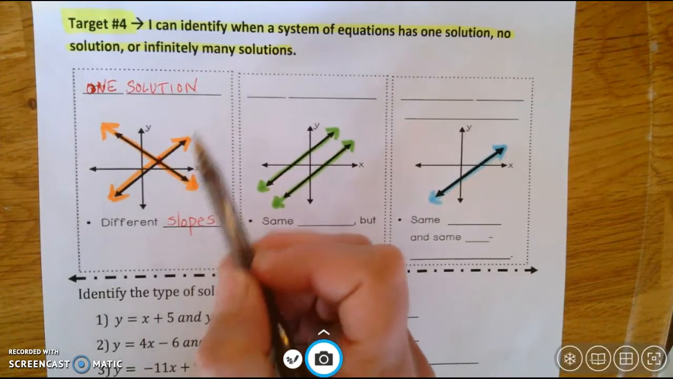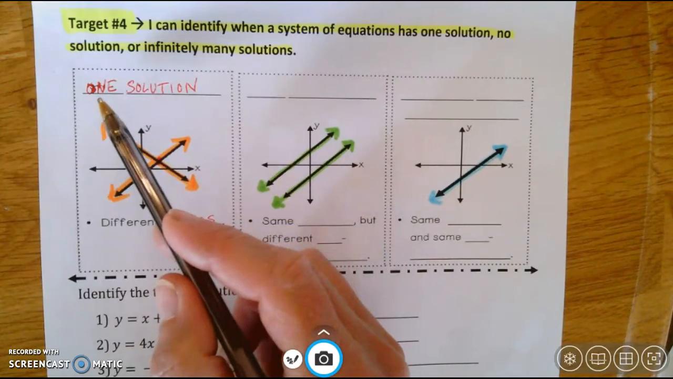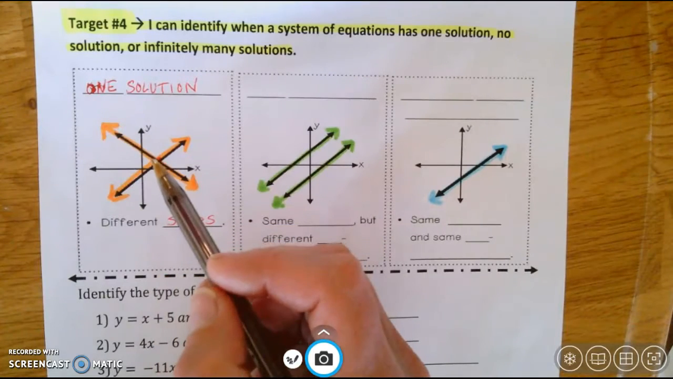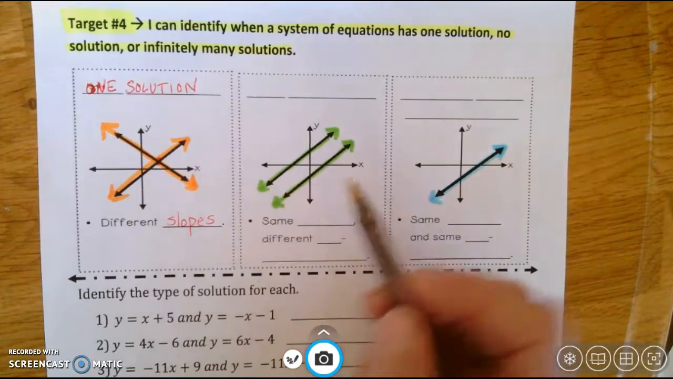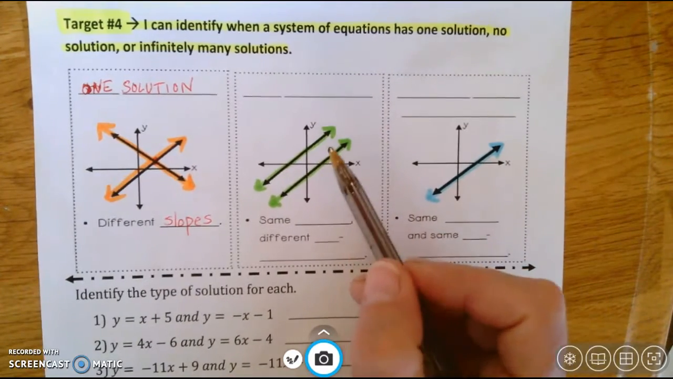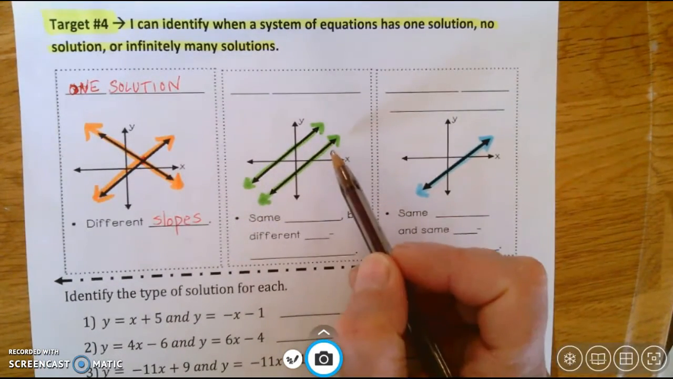If you think about it, because we're using straight lines, you're never going to get more than one solution. They can't cross each other twice if they're both straight lines. Now, this next scenario is something we did talk about a little bit last week, but this week you really have to make sure you understand it.